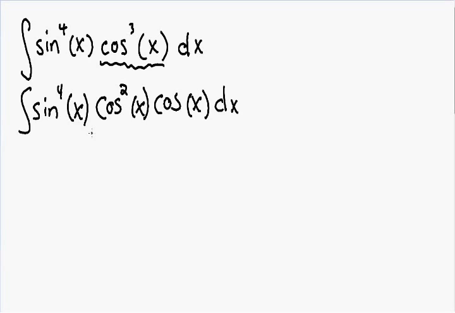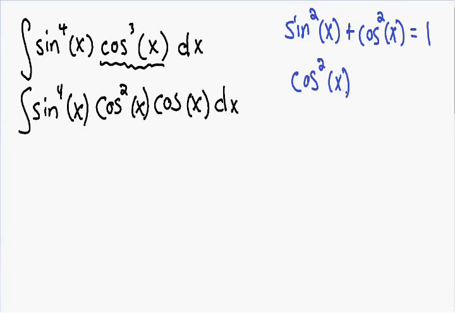And after you separate the cosine, this is where we need to use our trig identities. If any of you forget your trig identities, I'll write it on the top right hand part of the screen so you remember. And this is probably the most common trig identity. It's the sine squared of x plus the cosine squared of x is equal to 1. And if we subtract the sine squared of x from both sides, you could rewrite this as the cosine squared of x is equal to 1 minus the sine squared of x.